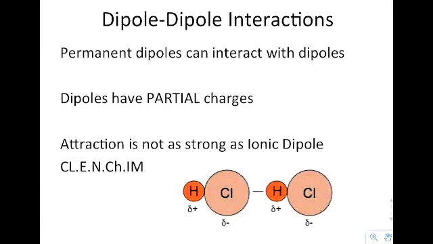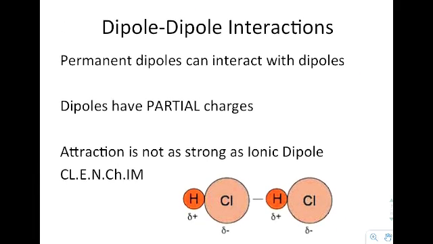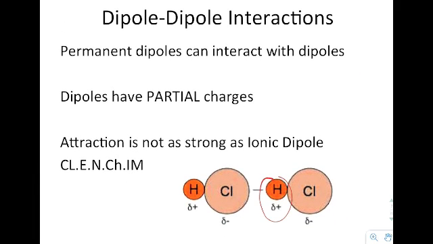The second one is called a dipole-dipole interaction. This is also generally considered to be relatively strong. It's not nearly as strong as our ion-dipole interaction, but we have partial positives and partial negatives. Because of that, Coulomb's law says you're going to have an attraction, but it's not going to be as strong because both sides have partial charges.